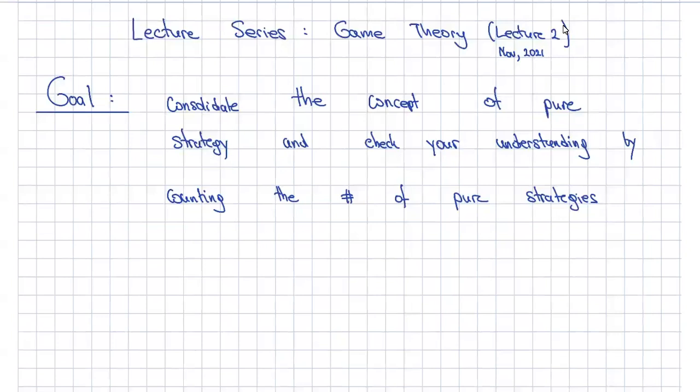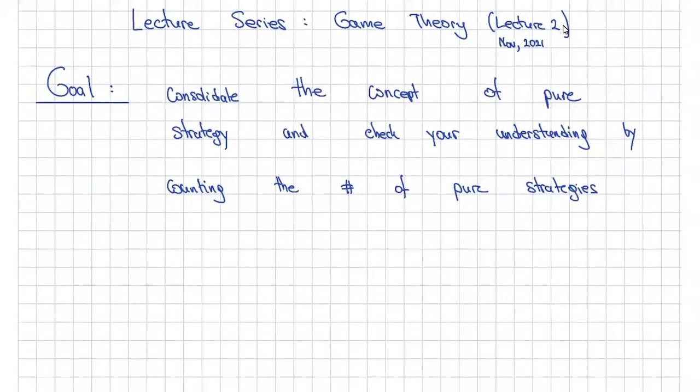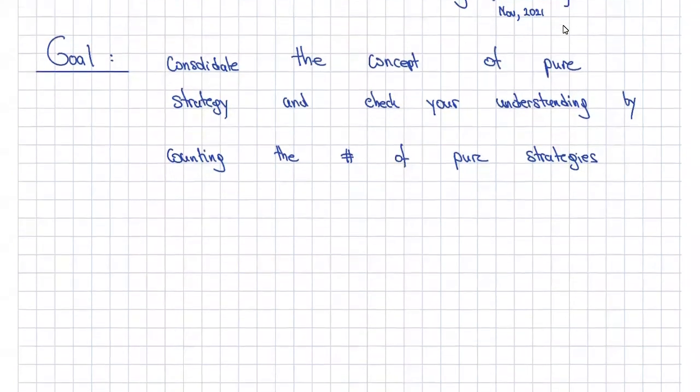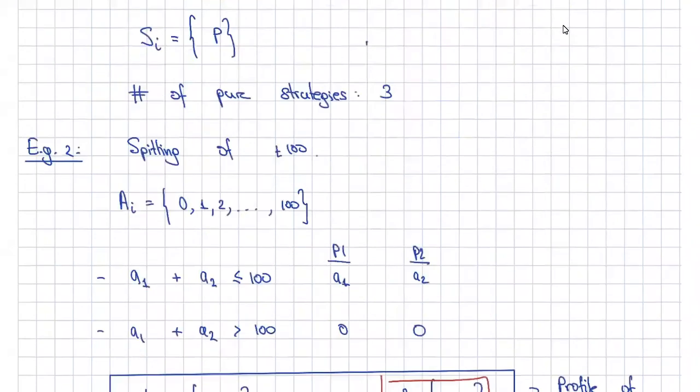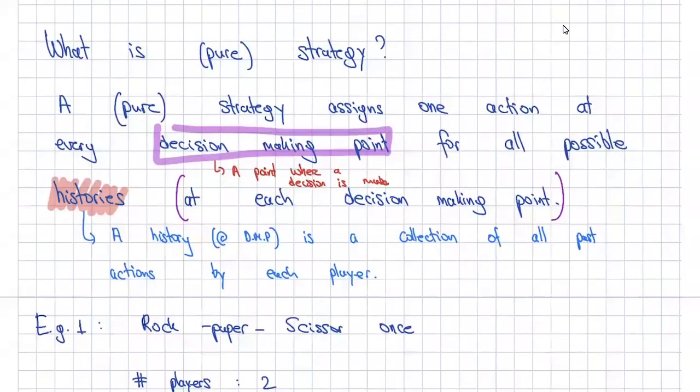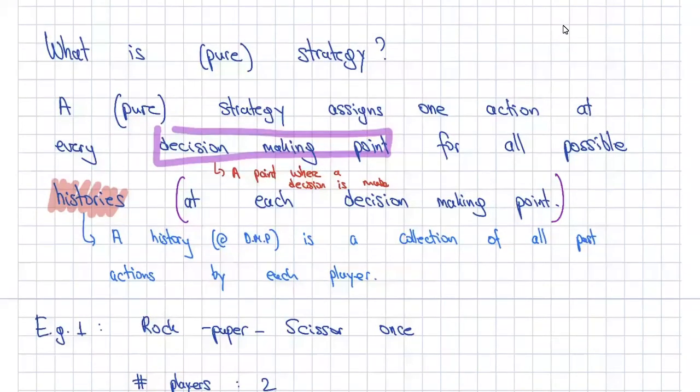Lecture of game theory. So in the previous lecture, we covered the concept of Nash equilibrium and the concept of a pure strategy. And today we're going to make sure that you understand the concept of a pure strategy. And I'm going to do that by examples. So let me remind you a little bit what a pure strategy was. So I'm going to bring back the definition of what we said was a pure strategy. So let's copy that.